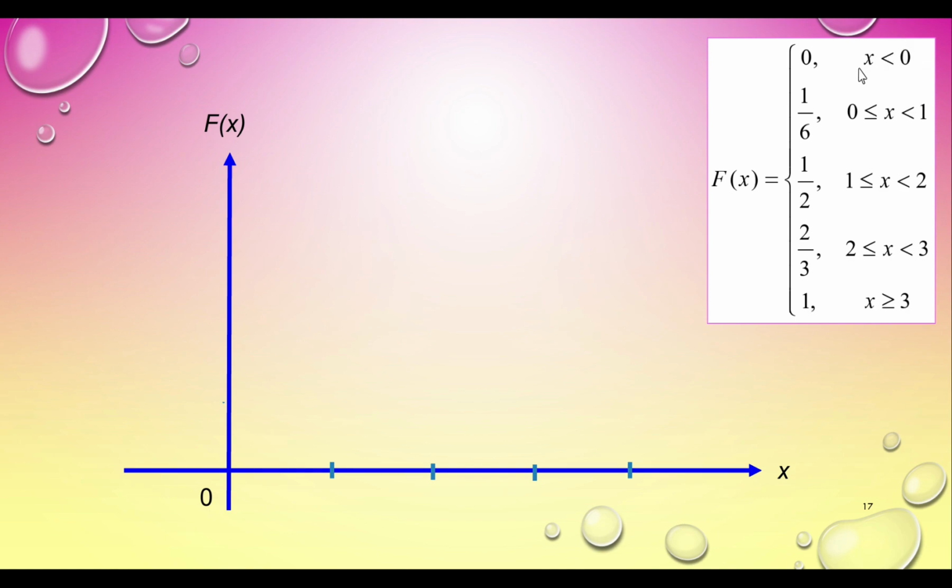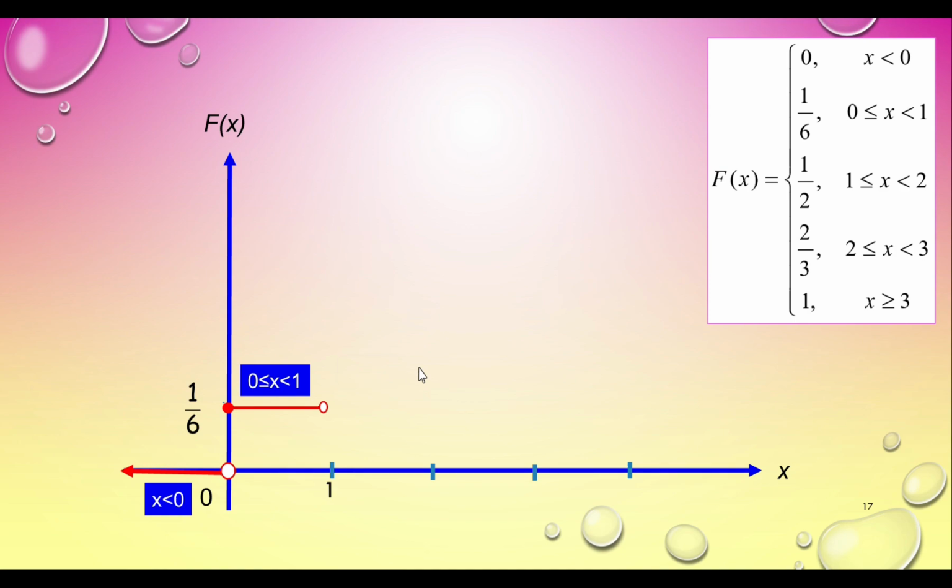For the first interval, x less than 0, F(x) equal to 0. We can draw a line parallel to the x-axis, or a horizontal line. We do the same thing for the next interval. For x more than or equal to 0 and less than 1, F(x) equal to 1 over 6.